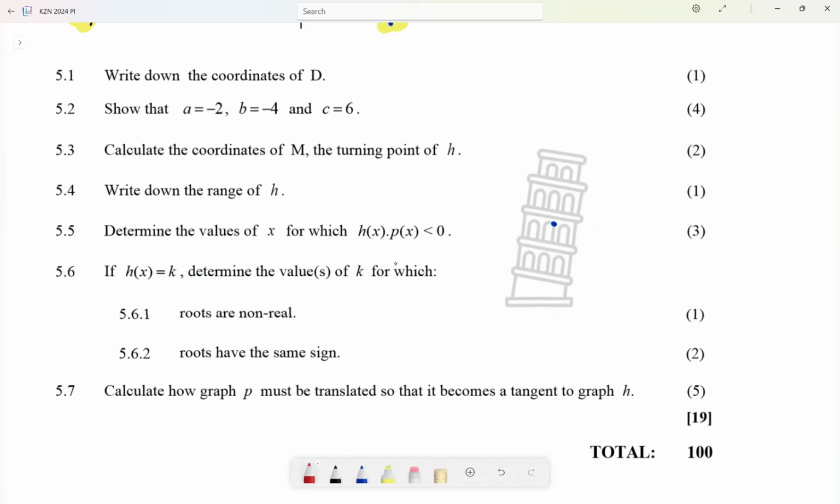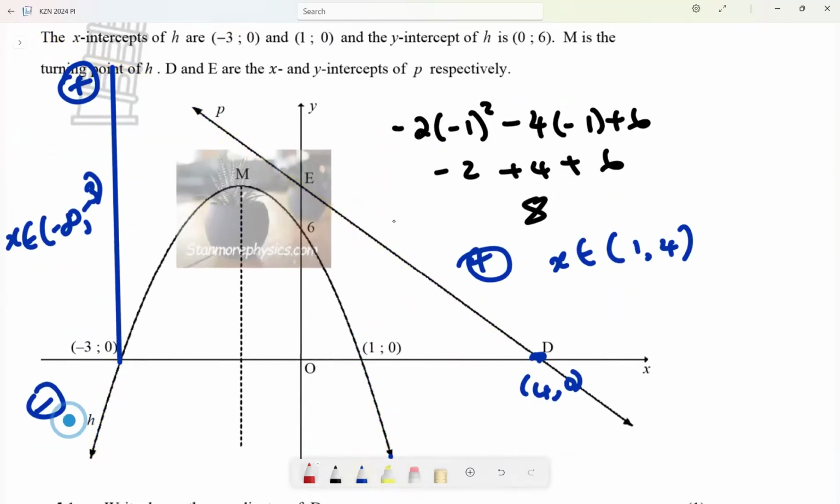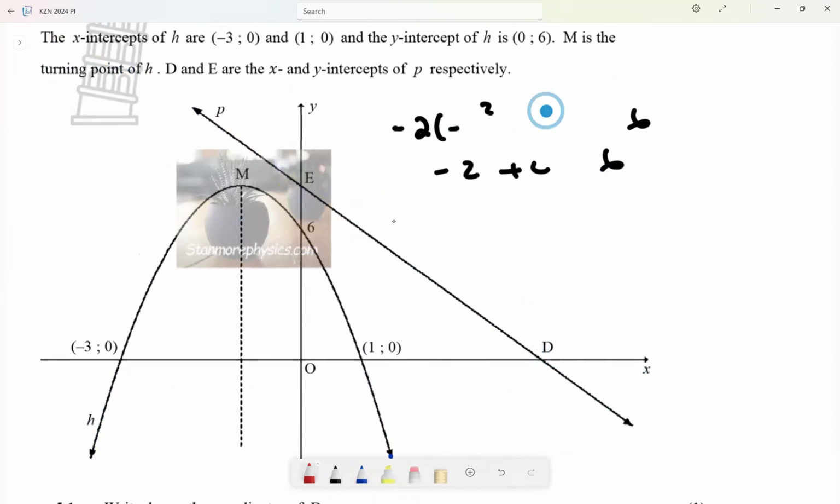Let me come to my graph and remove this mess and try to explain this one.